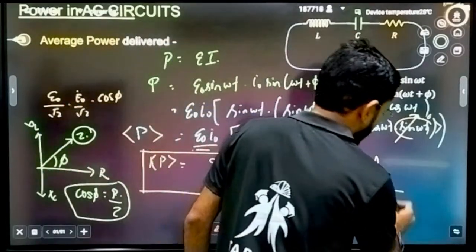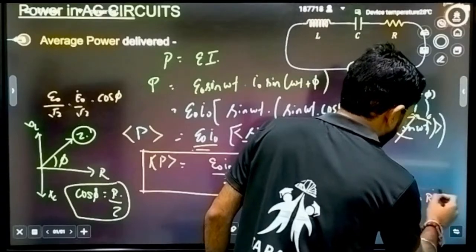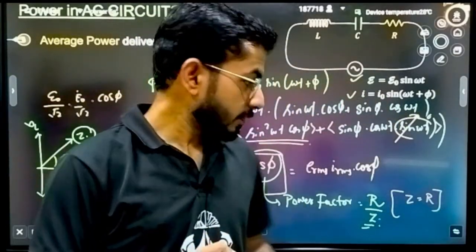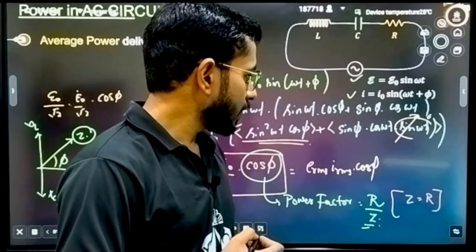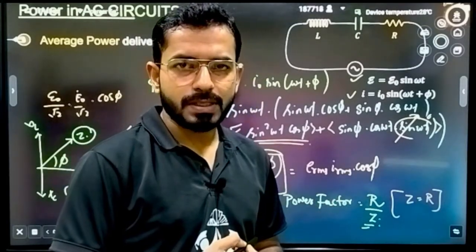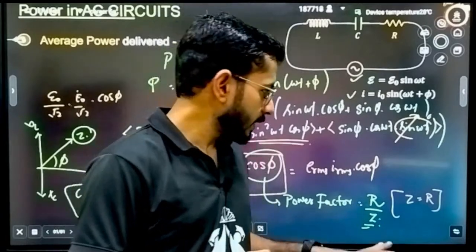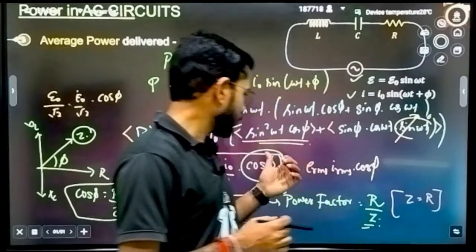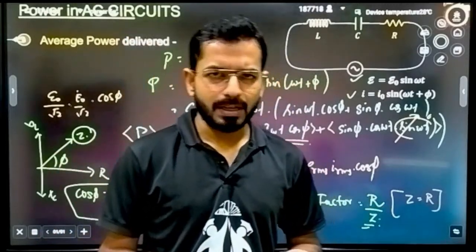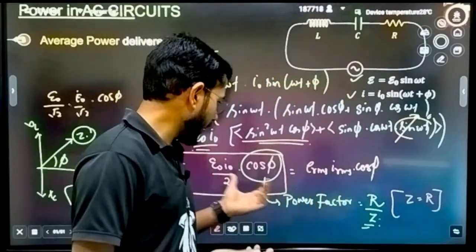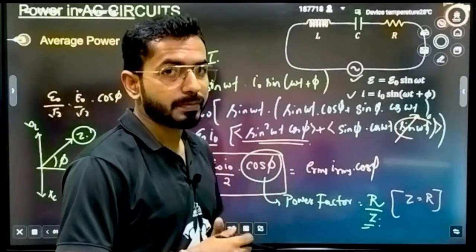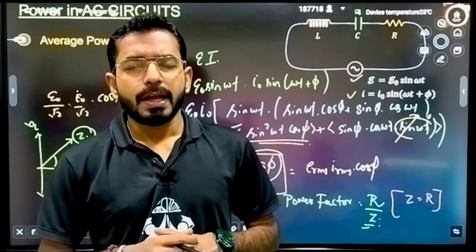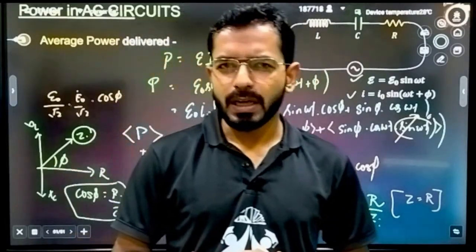So when Z is equal to R, that means the impedance becomes equal to R, then cos phi is equal to 1, because a lot of interesting things are here to discuss. Cos phi equal to 1 is the maximum value of cos phi. That means at that time I am receiving my maximum power. Clear?